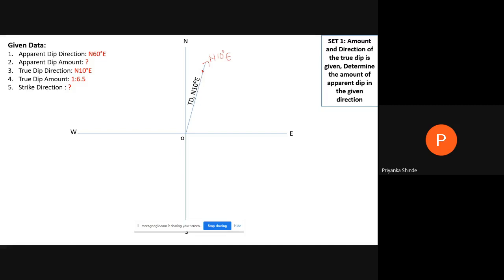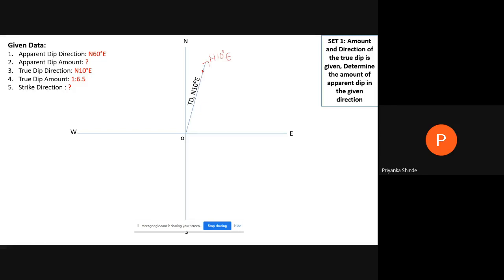Okay. So what we did: first we have drawn the north, south, east, west lines meeting at point O. Then we have marked the true dip direction, that is north 10 degree east, and along that line we have marked 6.5 centimeter distance. Now this is the true dip. Now we know the relation of true dip and strike. How will you find out the strike direction if you know the true dip? The relation we are going to use is that true dip is always perpendicular to the strike.